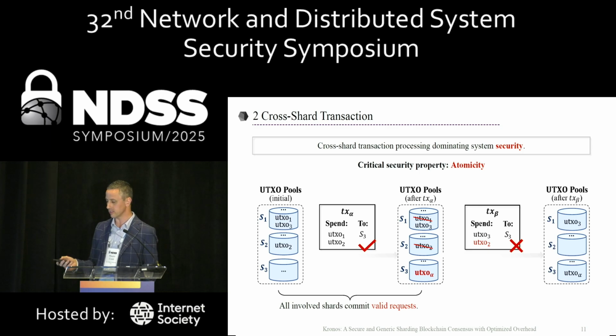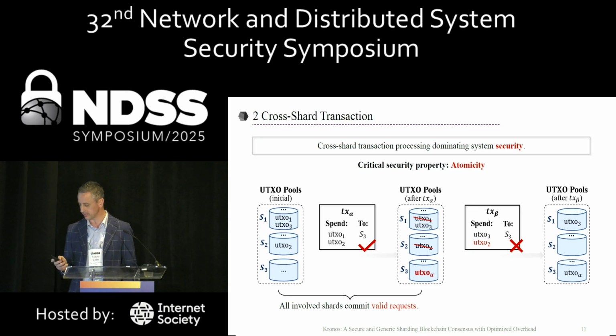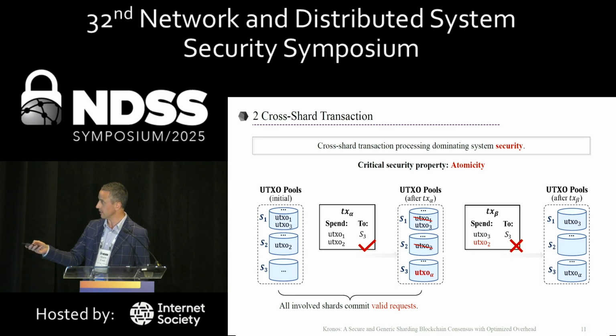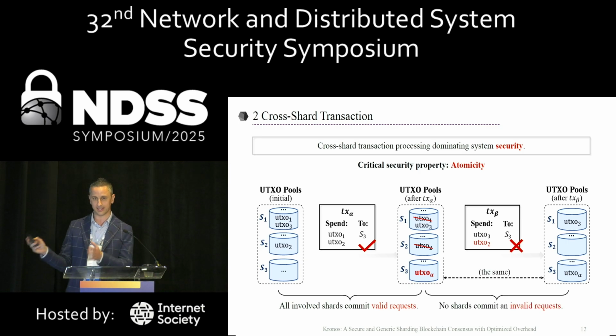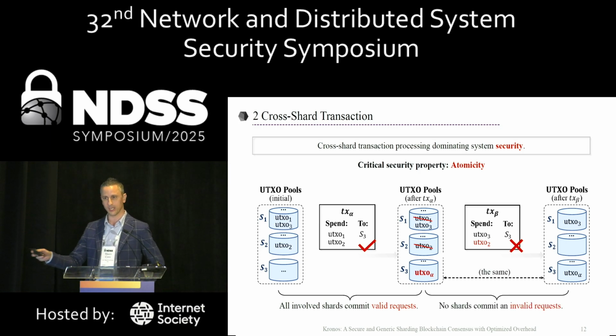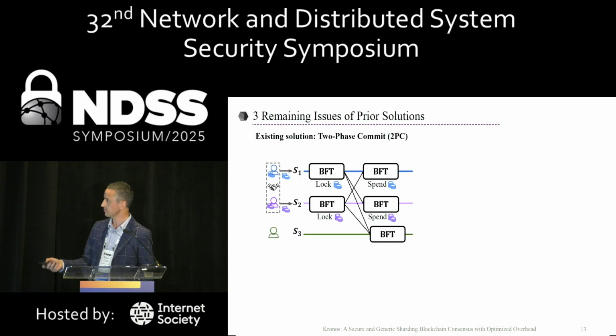Another scenario is that of an unsuccessful transaction. In this case, we have transaction beta, with unspent transaction outputs 3 and 2, but 2 has already been spent in the previous transaction. So this cannot be a valid transaction. And what we want in such cases is the nothing outcome, so all the shards should not commit anything. We don't want a partial transaction to be committed.